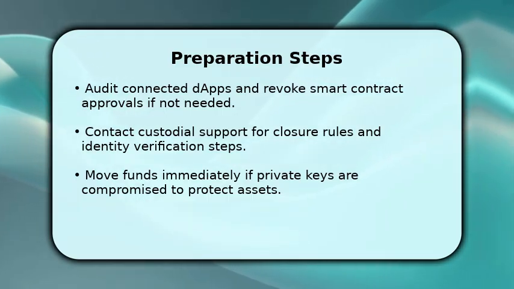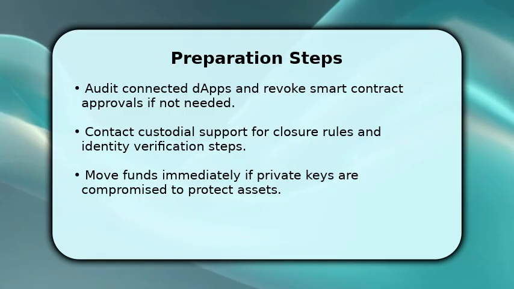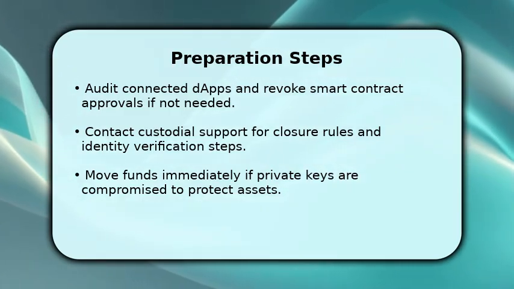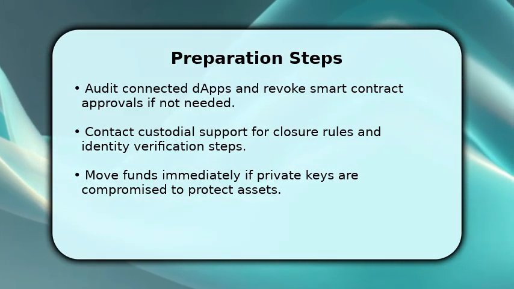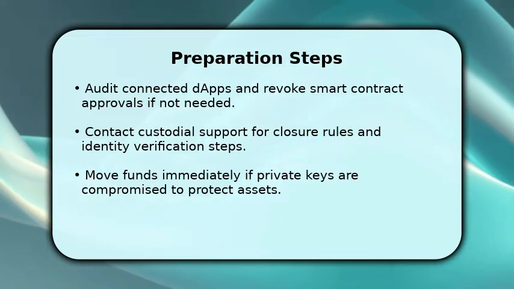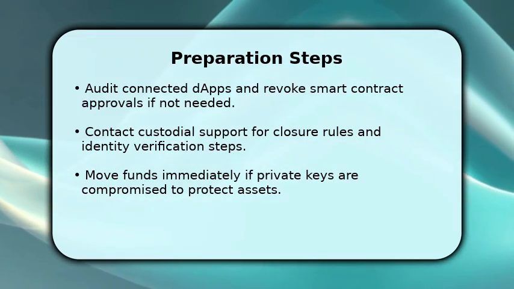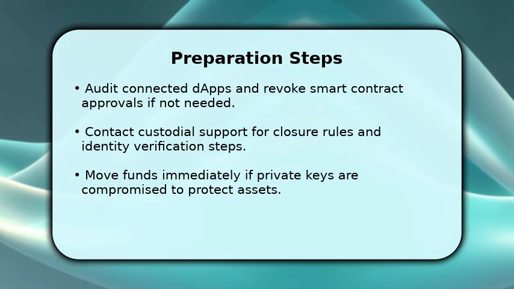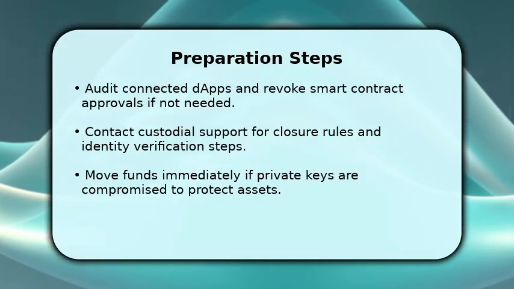Use reputable revocation tools to remove on-chain allowances and log any changes you make. For custodial accounts, contact support to confirm closure requirements and identity steps. If keys are compromised, move funds first, then proceed with deletion, and keep records of all transactions and confirmations for your protection.